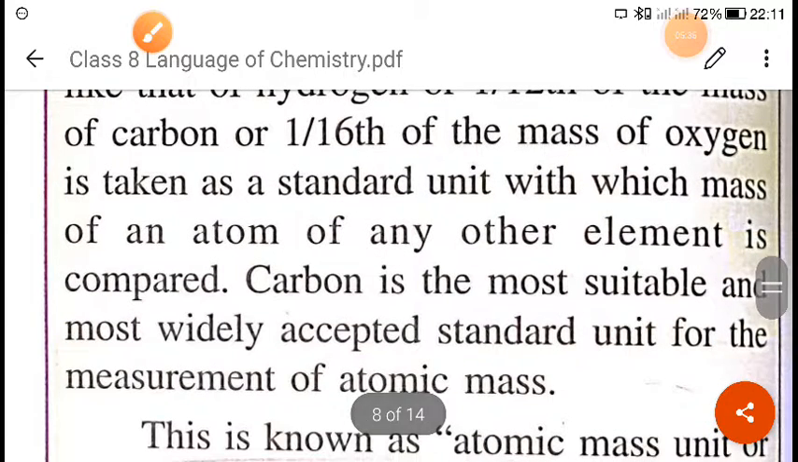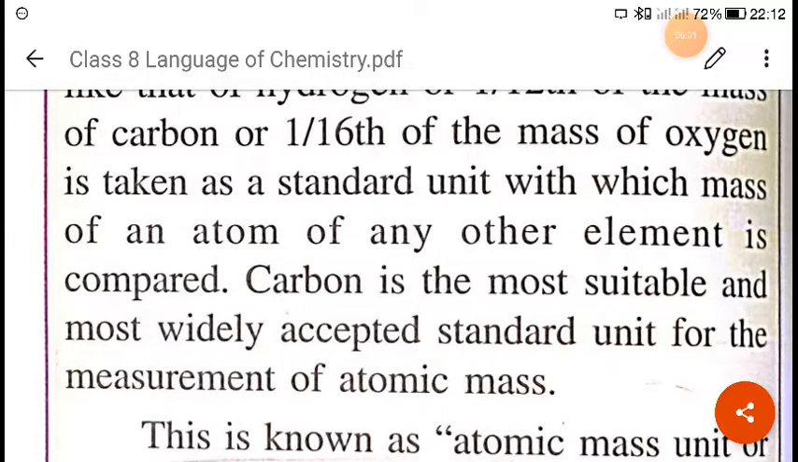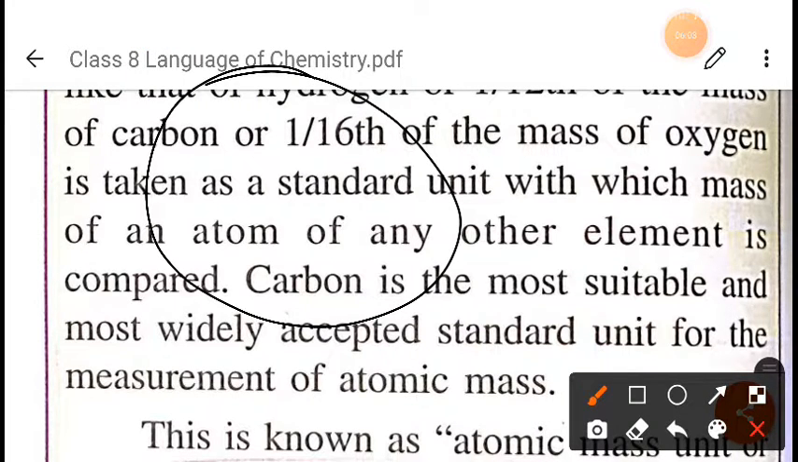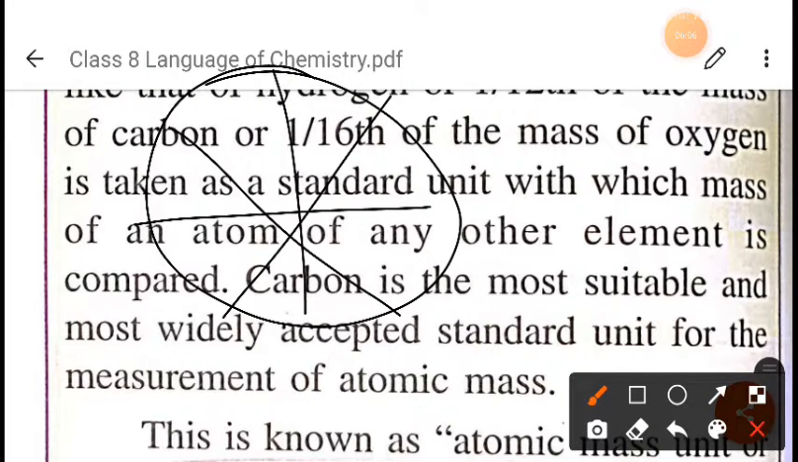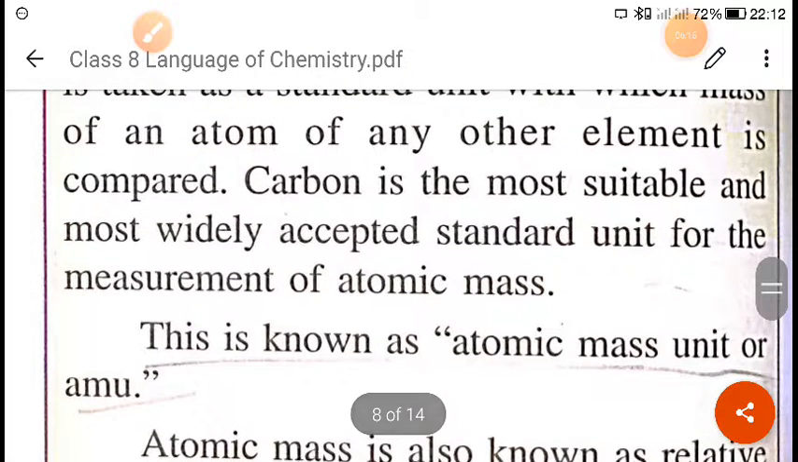Since the mass and size of an atom are very small, it becomes very difficult to find the mass of an atom in grams. So we take a reference, the 1/12th part of oxygen. If this is an oxygen atom, we divide it into 12 parts and take one part as a reference to measure the mass of other elements. In this way we used to calculate the atomic mass.